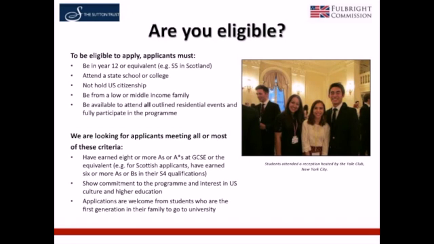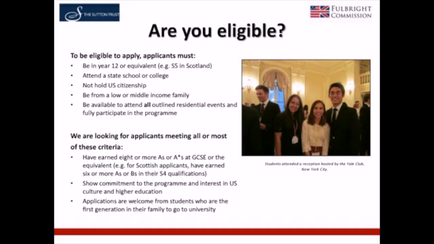And then the second part of the slide here is talking about things that we're asking you to meet one or more of these. So I'm going to talk about them in a bit more detail because I know it might seem confusing. So we ask that you've earned 8 or more A's or A stars at GCSE or the equivalent. So I know at the moment in Scotland people are doing a number of different qualifications. So for Scotland we say have earned 6 or more A's or B's in their S4 qualification.